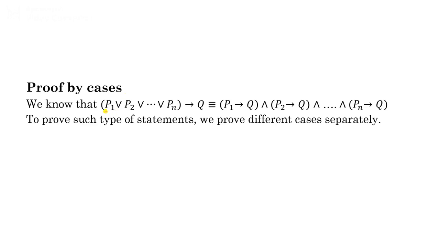Sometimes we get different cases in the condition. So look at this. P1 or P2 or up to Pn implies Q. This is equivalent to P1 implies Q and P2 implies Q and Pn implies Q. So in place of proving this, we prove the conclusion for each of these conditions separately: P1 implies Q, P2 implies Q, and so on. This method is known as proof by cases.